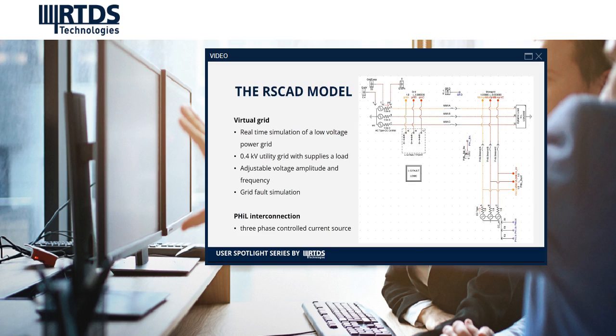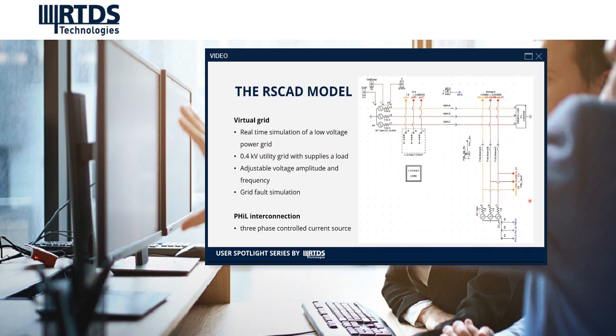Here you can see the RSCAD model for the real-time simulation of the grid. The grid is formed by a 0.4 kilovolt controlled AC voltage source with adjustable voltage amplitude, frequency, and phase angle. And this grid supplies an adjustable RL load. Furthermore, there is a fault logic implemented to apply a fault to the grid.